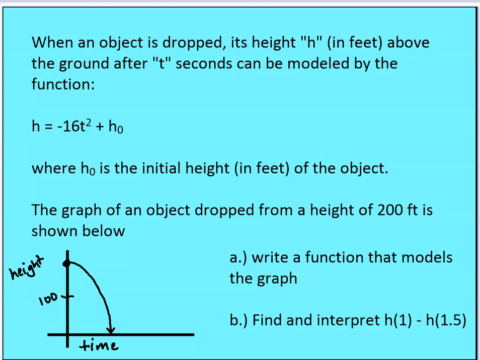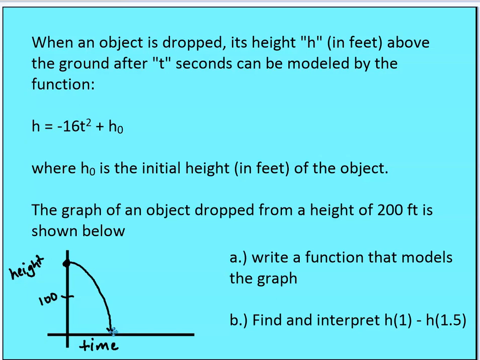So when an object is dropped, its height, h in feet above the ground after t seconds can be modeled by the function negative 16t squared plus h sub 0, where h sub 0 is the initial height in feet of the object. So the graph below shows the height of an object over time if it's dropped at 200 feet. So first it starts out slowly in terms of its speed, then it picks up speed. Over time it moves quickly in an accelerated fashion. That's the effect of gravity.